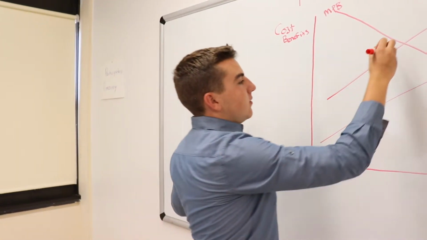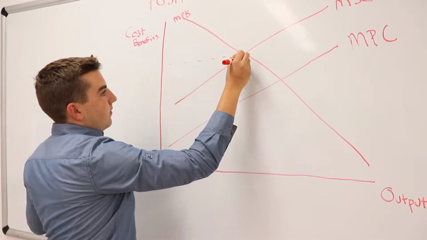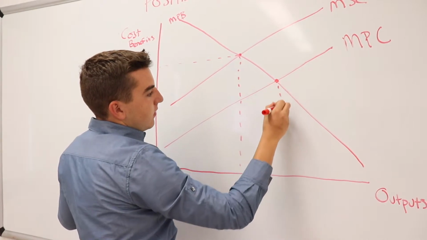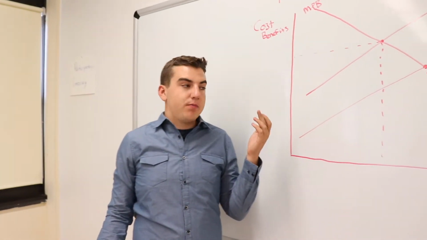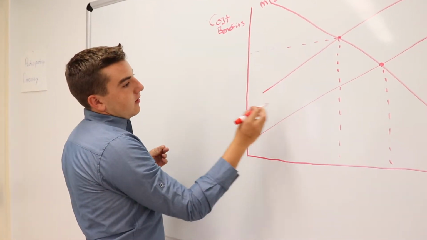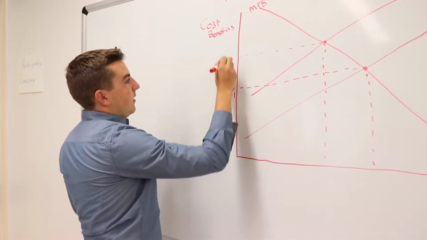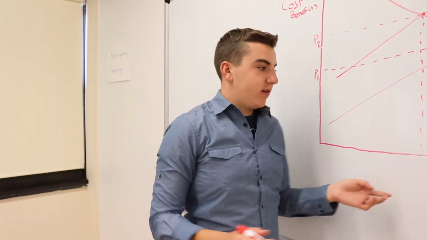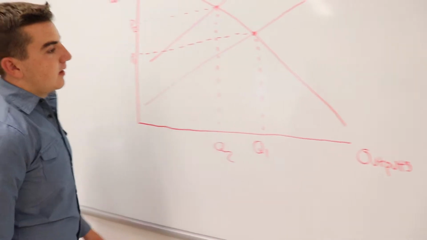Now we have our points here where they intersect, and we connect them over. So we label our graph here with P1 down here and P2 up here. Down here we put our Q values, so we have Q2 here and Q1 there.